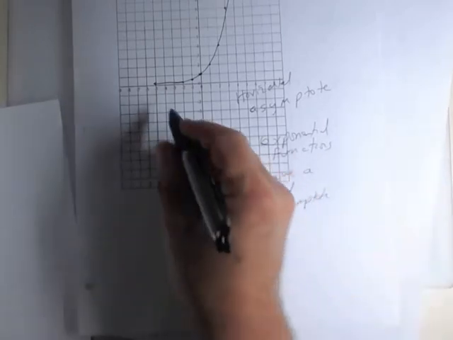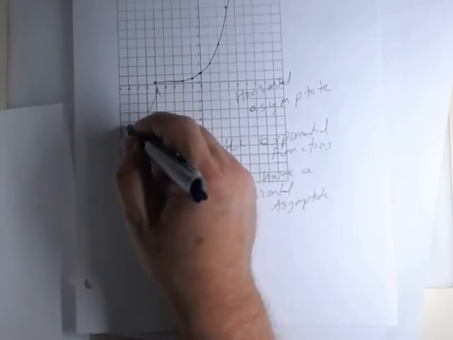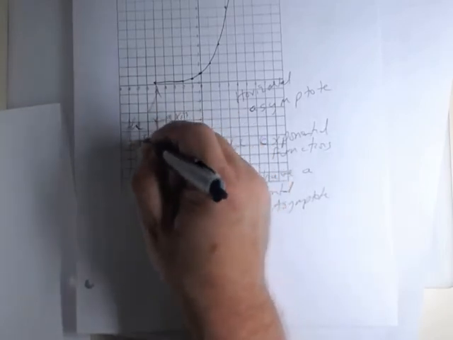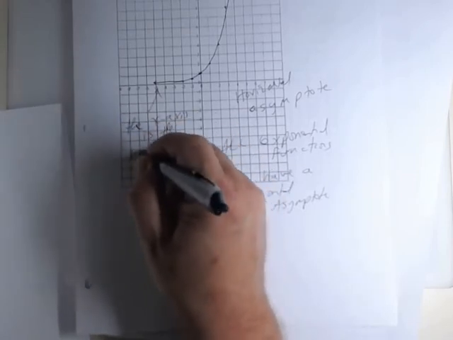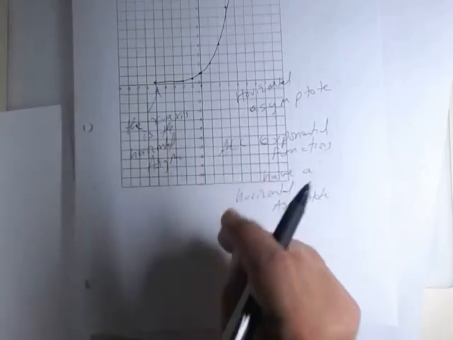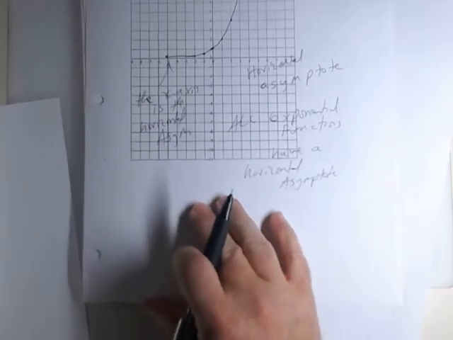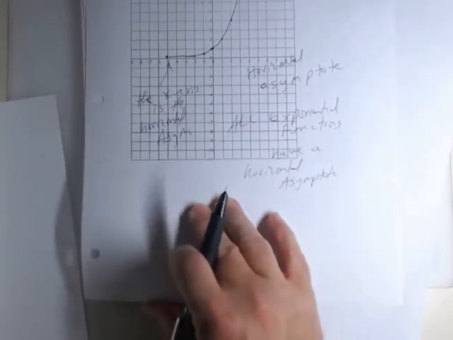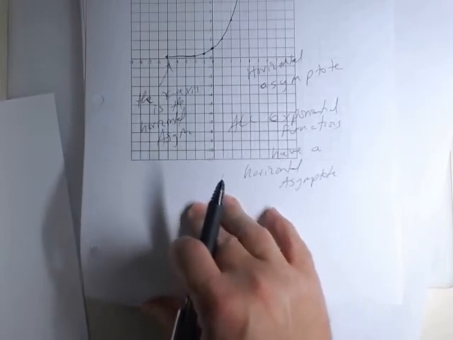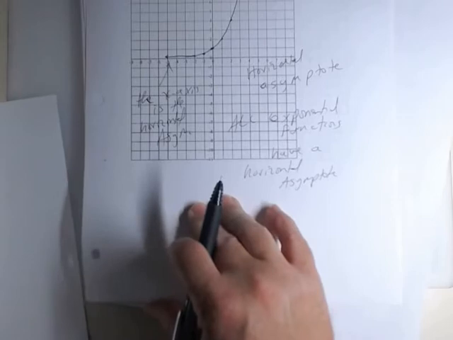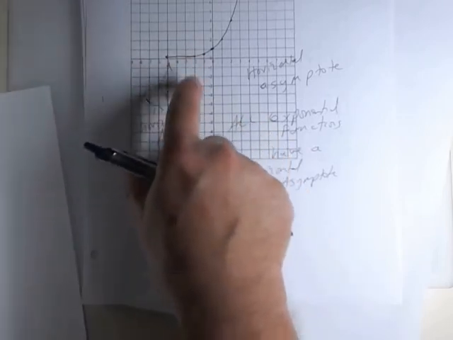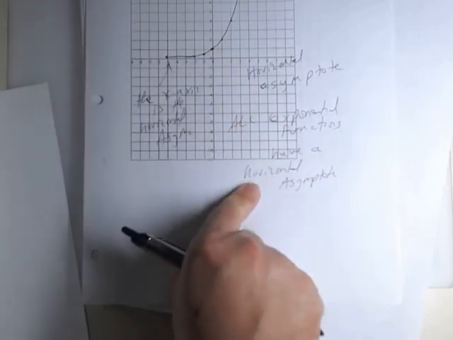So for this right here, the x-axis is the horizontal asymptote. Now, for every exponential function, is the x-axis always going to be it? No. Because remember we talked about shifting up and down? So I could move this x-axis down, or I could move it what? Up.